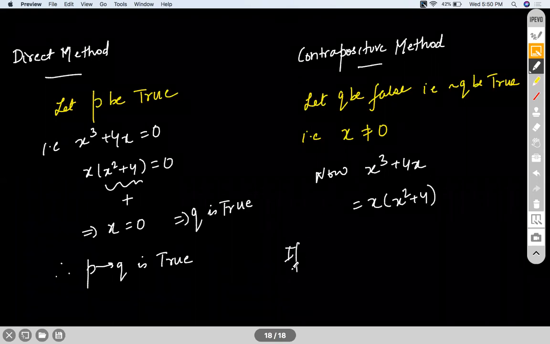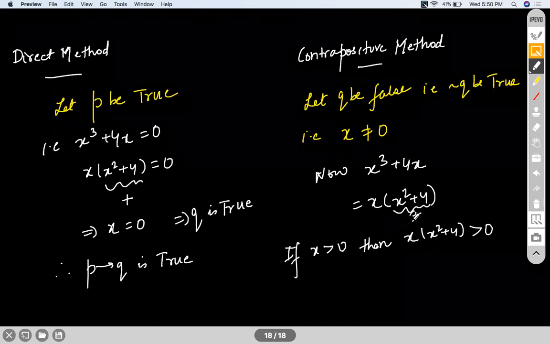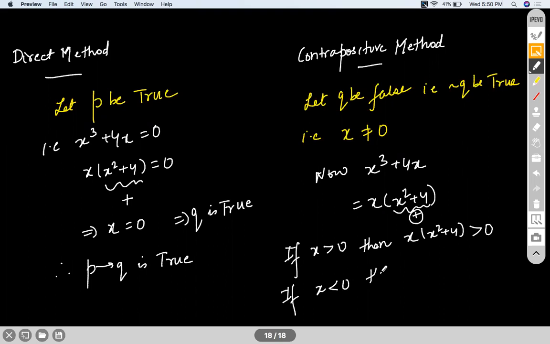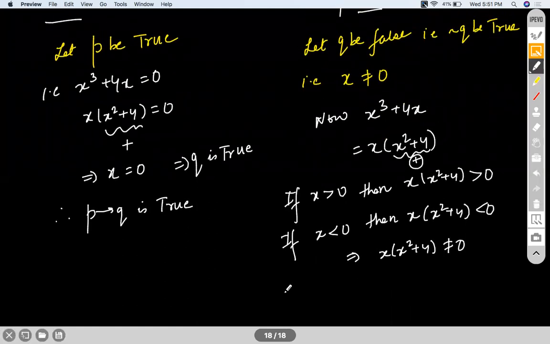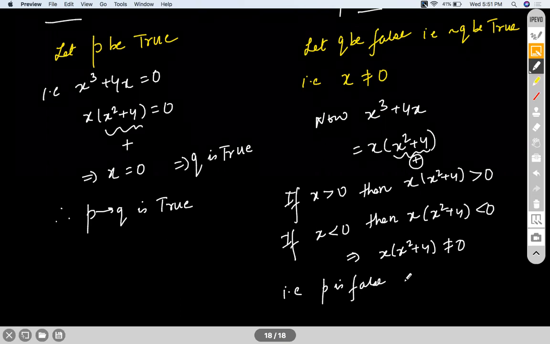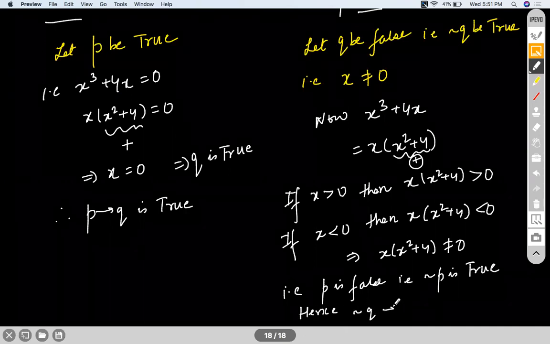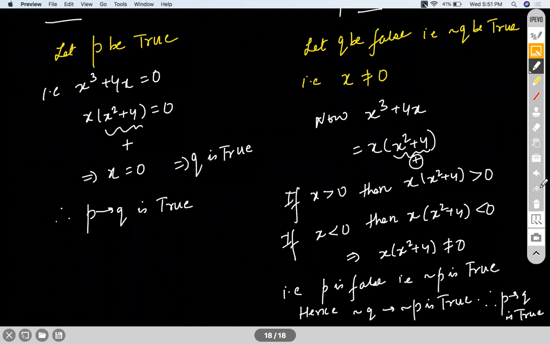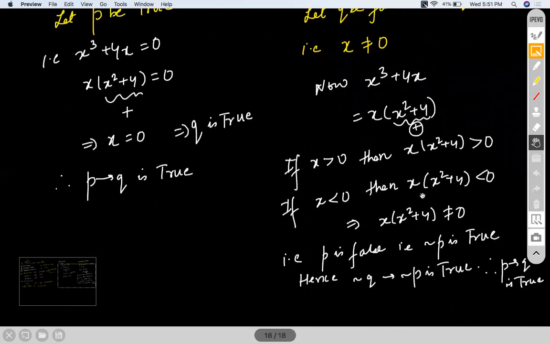So if x is positive, then x into x square plus 4 will also be positive because this guy is always positive. And if x is negative, then x into x square plus 4 will always be negative. Either of them implies that this term will not be zero. Yes, sir. That means you have proved that P is false, that is, you have proved negation P is true. Right, and hence we can say negation Q implies negation P is true, which further implies that this is true because they are both equivalent statements by the contrapositive approach. Is that fine? Yes, sir.